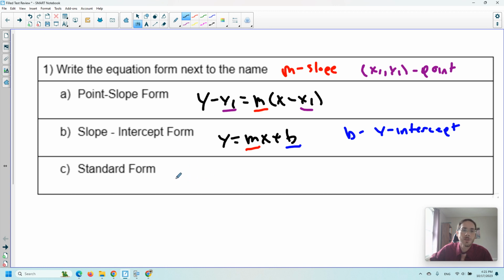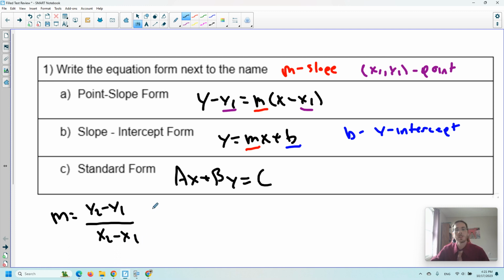And then the last one, standard form, is ax plus by equals c. Now again, you might think b and b are the same, but this is little b. Little b is the y-intercept. Capital B is just some integer, just some number. That's all we got for standard form. The one other equation that you might need that isn't on this question is the slope formula. So m equals y2 minus y1 over x2 minus x1. That is for slope.